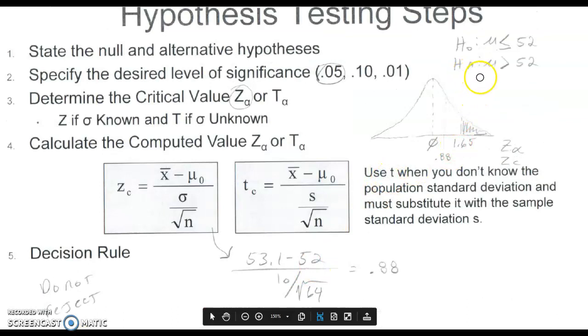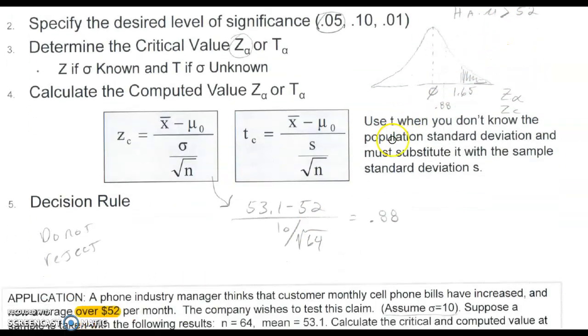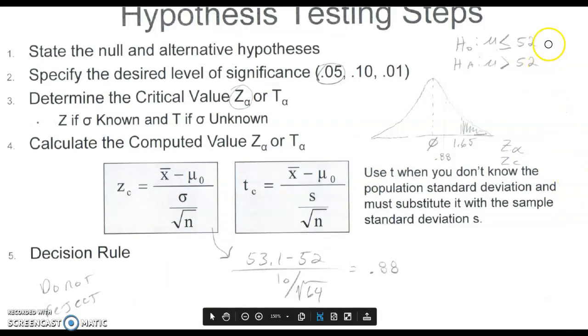The alternative is that the population mean is greater than 52, right? Over 52 per month. Now, by default, that defines your null. If the alternative is greater than 52, the null must be less than or equal to 52. So get in the habit of doing that with your narratives. First find either the equality or the inequality in the narrative and then put it in its proper place, and then by default find the other. All right, so we've done that now.